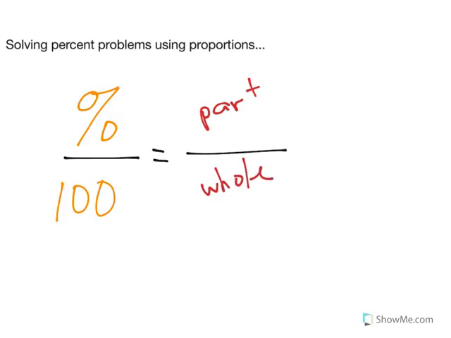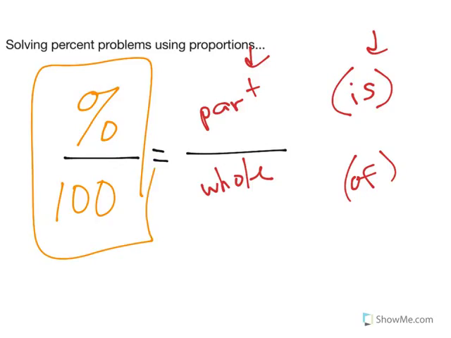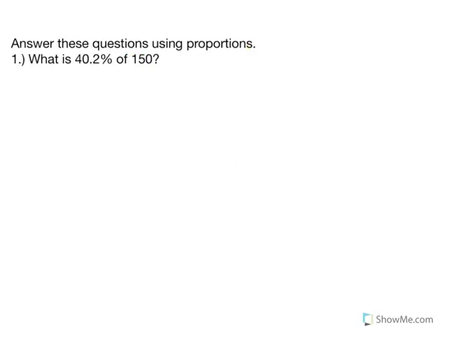And depending on your problem, if it's a word problem, a word statement, I guess, not necessarily a story problem, if you see the word is and of, and I think we're going to do a couple of these, yes we are, is is the part of the problem where of represents the whole. So depending on what you're thinking of, the right side can be thought of in either of these 2 ways, is over of or part over whole. But your one side is always the percent over 100. So let's do a couple of these.